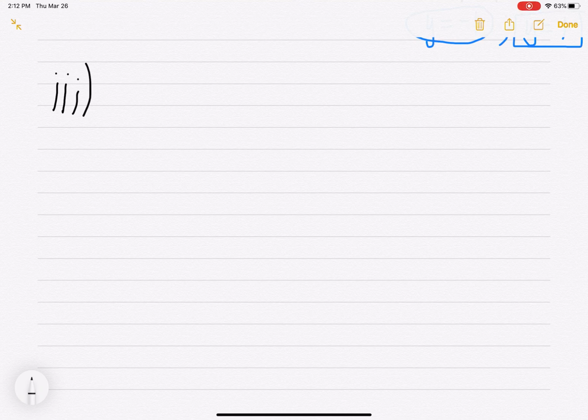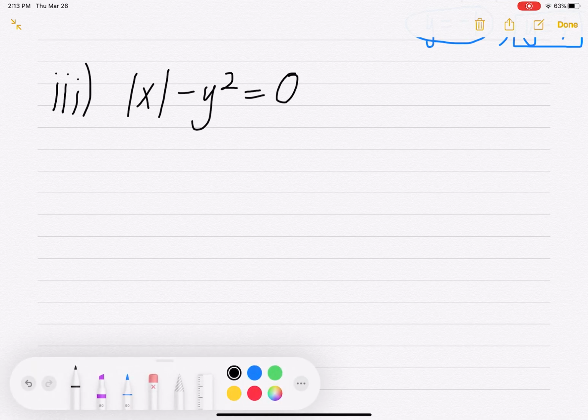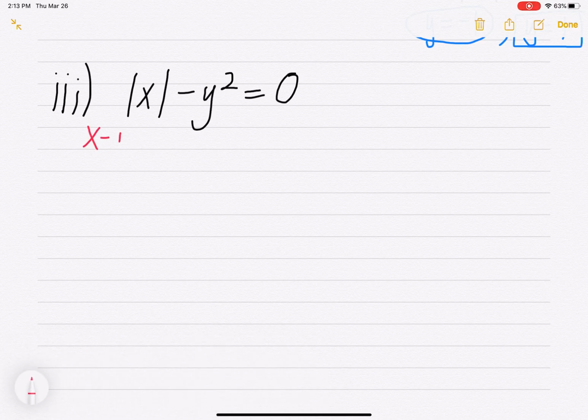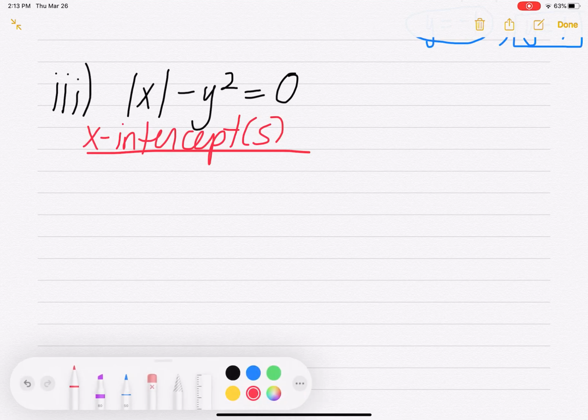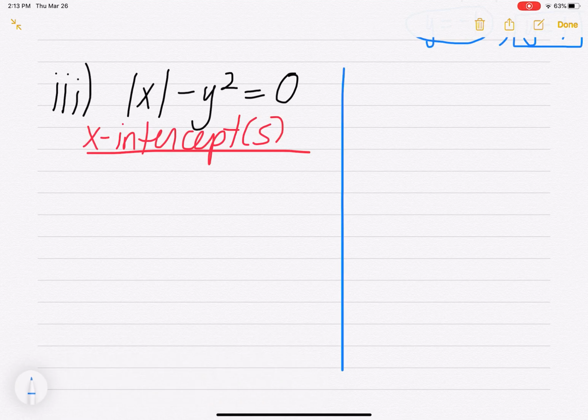What should I look at? Let's look at the absolute value of X minus Y squared equals 0. That's a two variable equation. Finding X-intercepts first, and then Y-intercepts second.